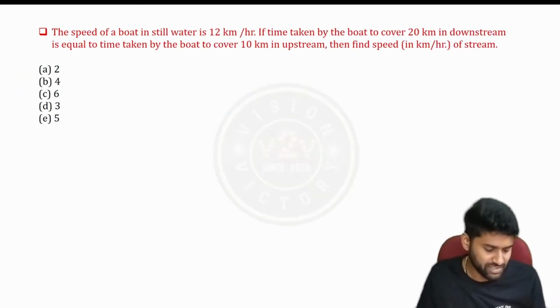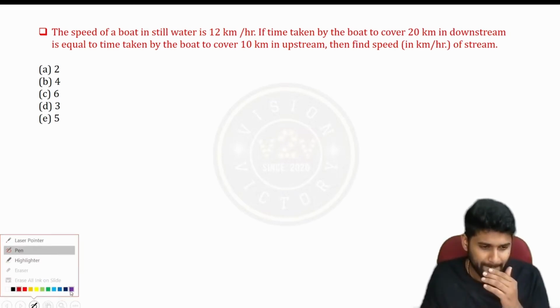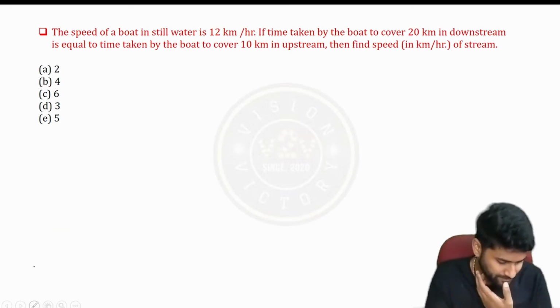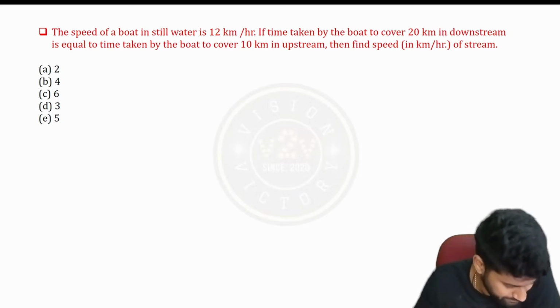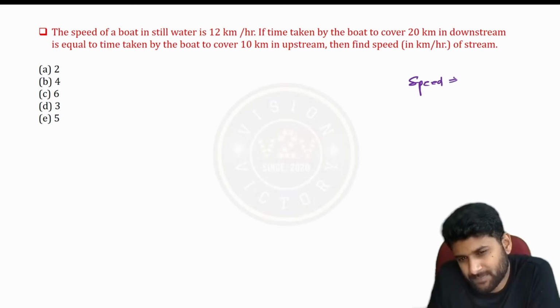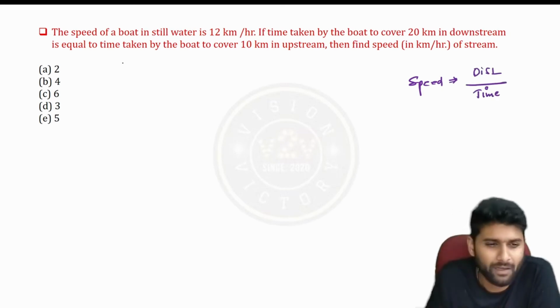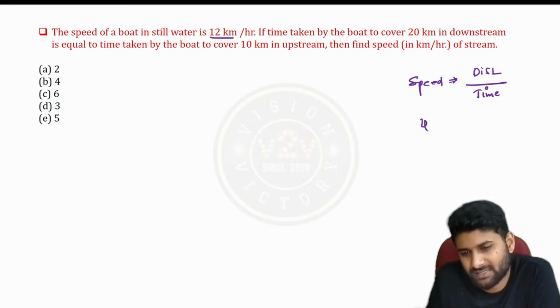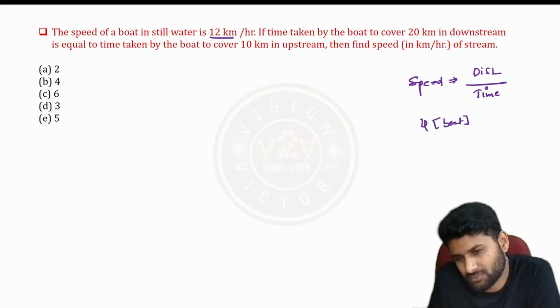Just see this question from the boats and streams concept. Now see the speed of the boat. You already know the concept of speed. Speed needs distance information and time information. The boat in still water is 12 km per hour. Guys, let us assume U is equal to boat, V is equal to stream.